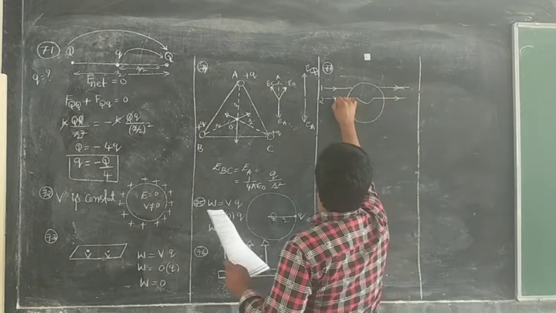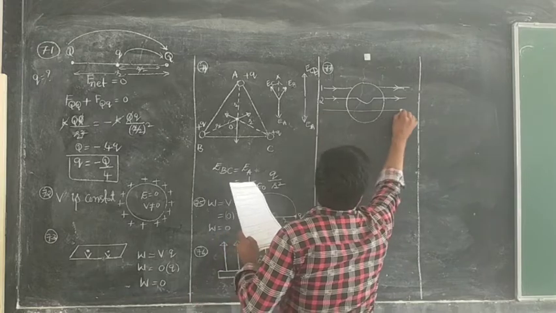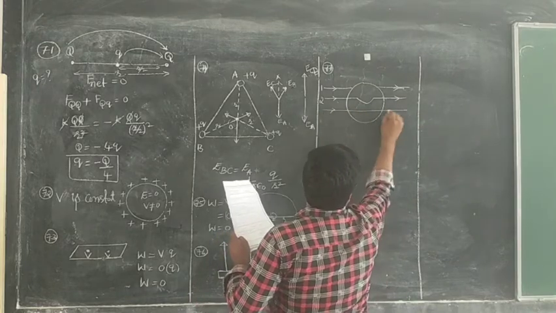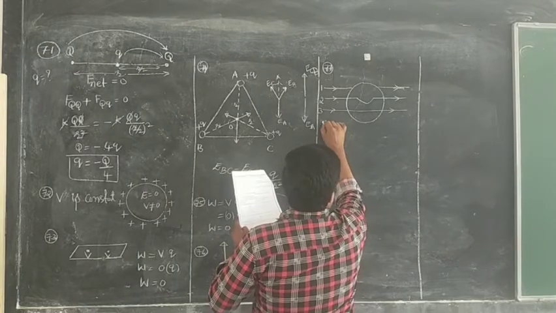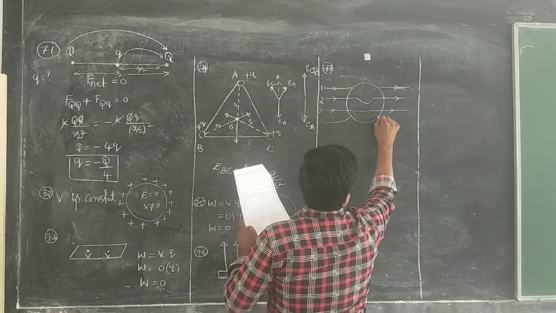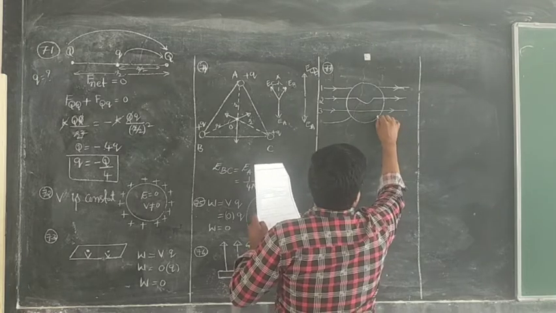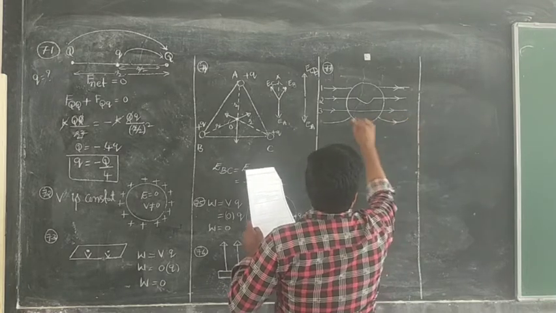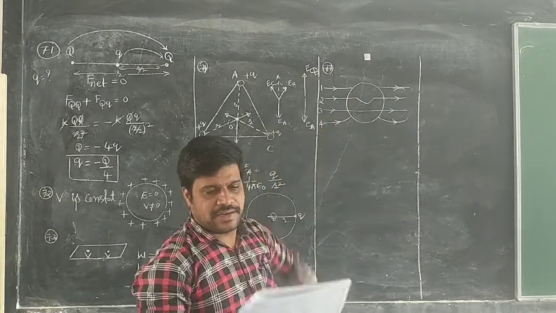Second electric field line, and this one is the third electric field line. Like this is the third, and this one is the fourth. The fourth electric field line is there. Now there are 4 electric field lines. The diagram has been like this.